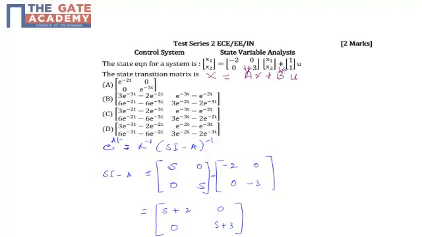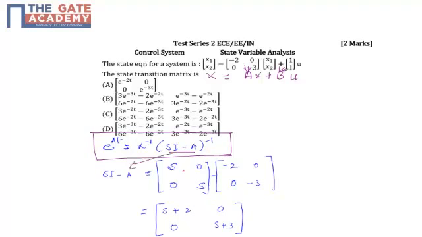So in order to find the state transition matrix, we have the formula e to the power of A t, because the given options are in the powers of e. So that is equal to Laplace inverse of sI minus A whole inverse. So first we'll have to find out the sI minus A.